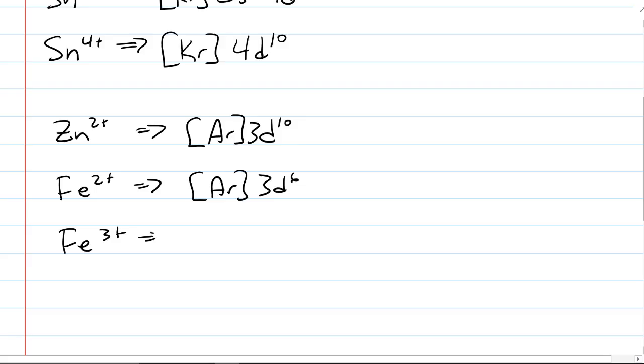Sounds good. 3d. And iron 3 would be argon 3d5. Oh my gosh, you're so good.